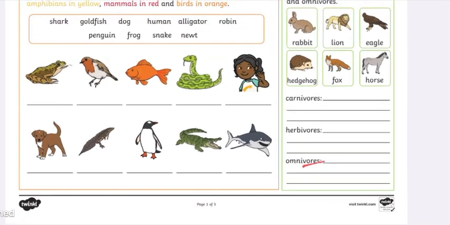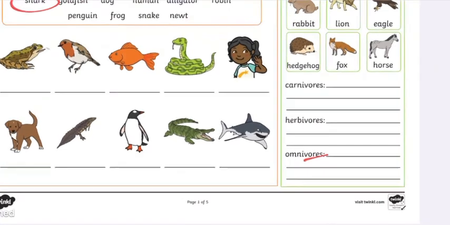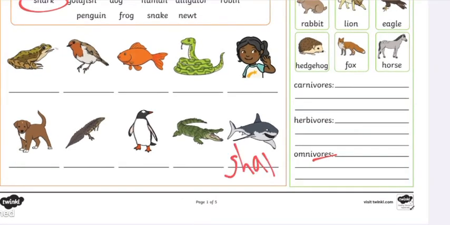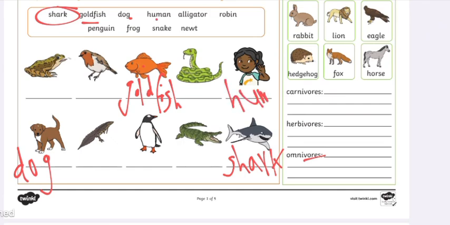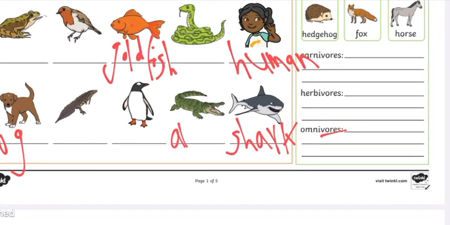So number 1, shark. Which one will be shark? The last one. Okay. Which one will be goldfish? The fish, right? The third one. Which one will be dog? The left one in the second line. Yes, which one is human? The girl. The alligator. Which color? Crocodile. Yes, the crocodile.